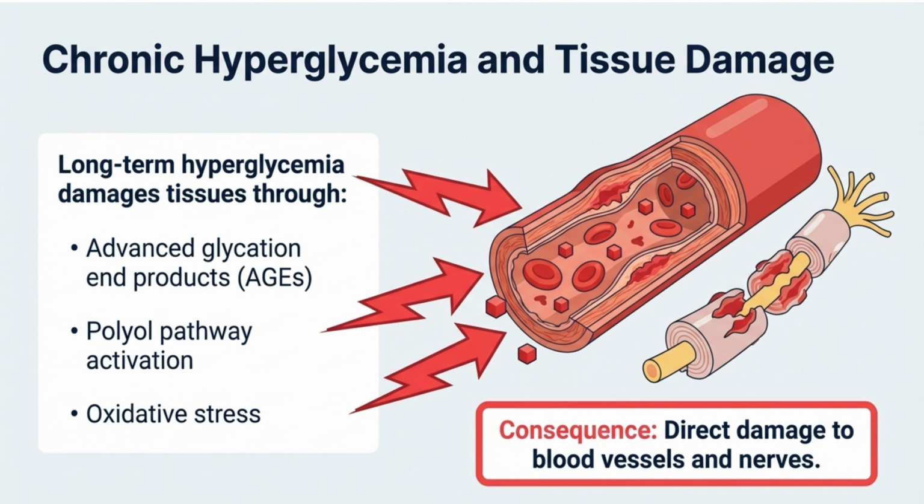Chronic hyperglycemia causes tissue damage through several pathways: the formation of advanced glycation end products, activation of the polyol pathway, and oxidative stress. This results in direct damage to blood vessels and nerves.